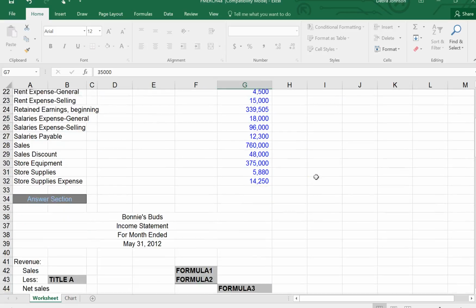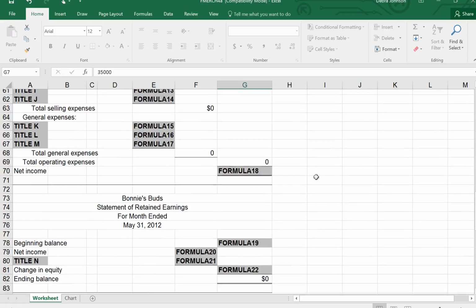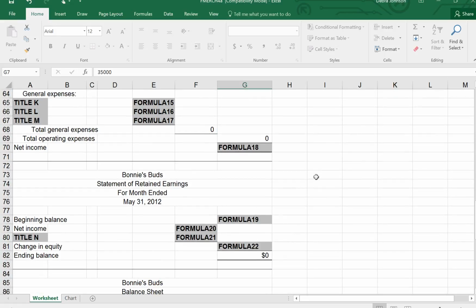You can scroll down and look at the format of it right here. A statement of retained earnings shows the change in the account retained earnings from the beginning of the period to the end of the period. Retained earnings is income that is retained or held within the company. Another way of thinking about it is it's the net income that a corporation generates, which is not paid out to its owners in the form of dividends. The statement of retained earnings shows the change in the account over a period of time.